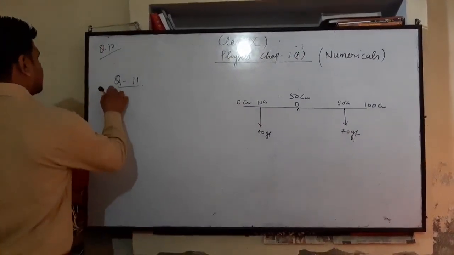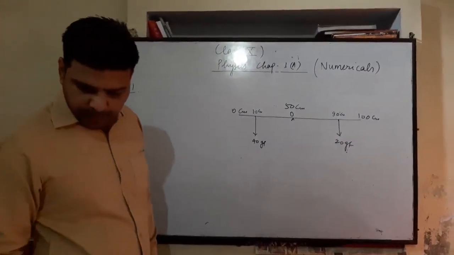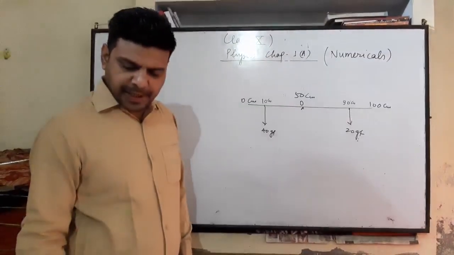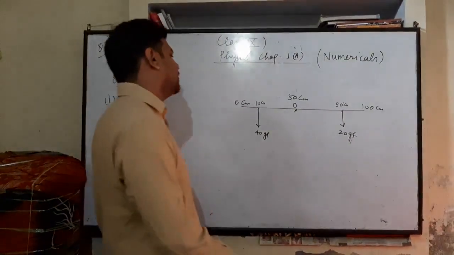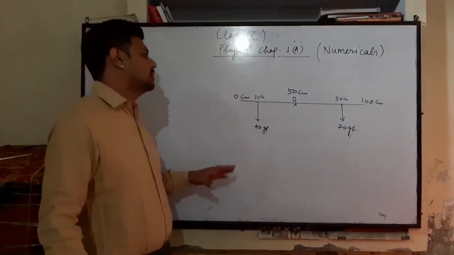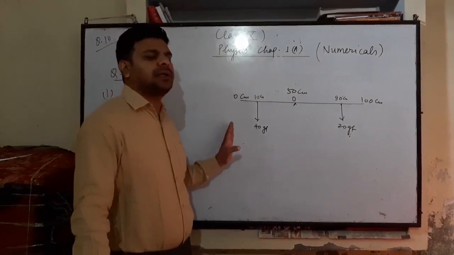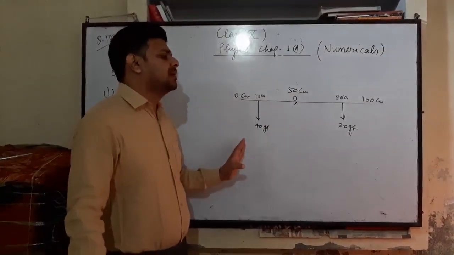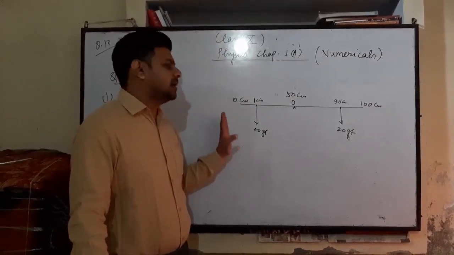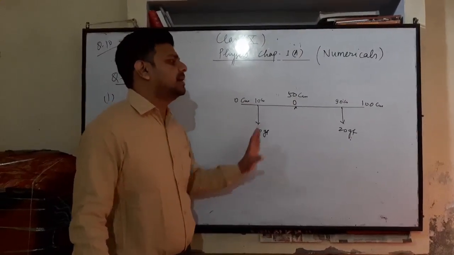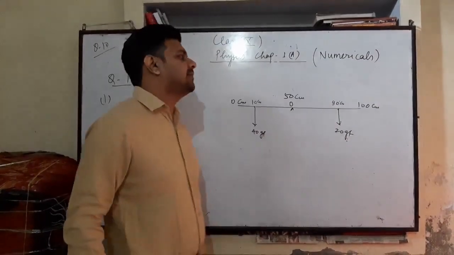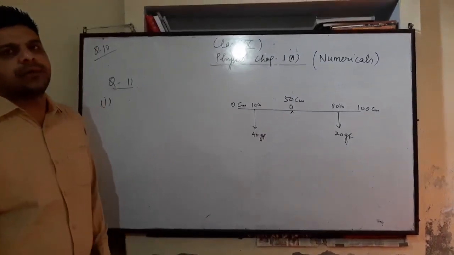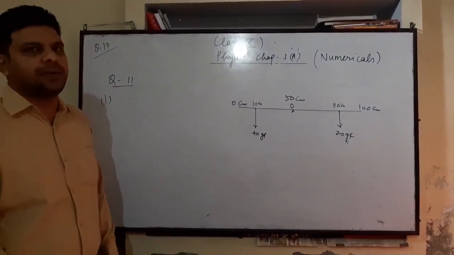Part first. Is the rule in equilibrium? For checking the equilibrium of this rule, first we have to find the anti-clockwise moment and clockwise moment. If they are equal, then the rule will be in equilibrium.